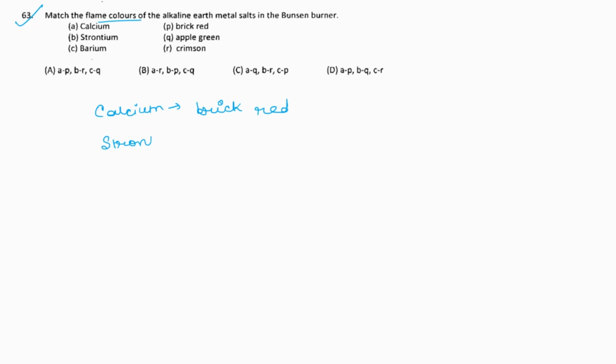For strontium, it is crimson color. And for barium, it is apple green color. So my correct option is: A is P, B is R, C is Q. So that is my option A.